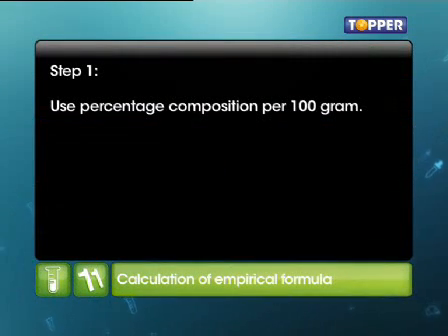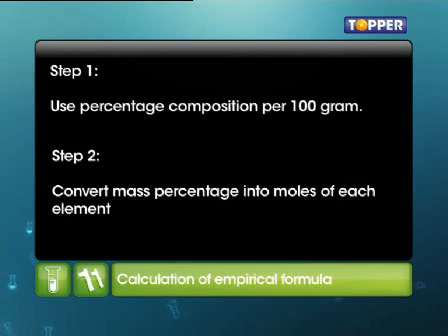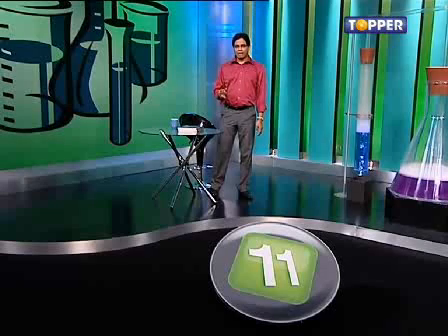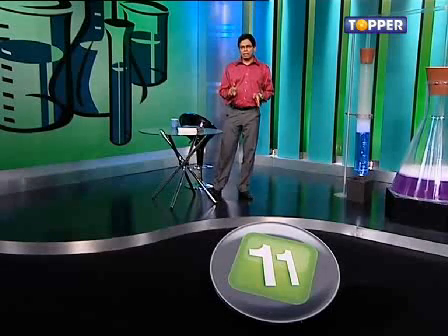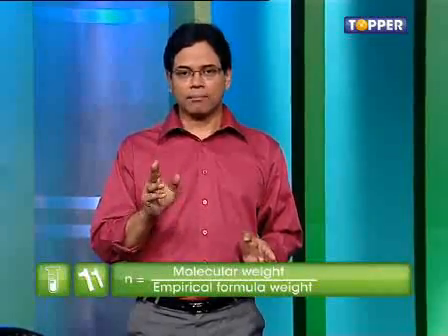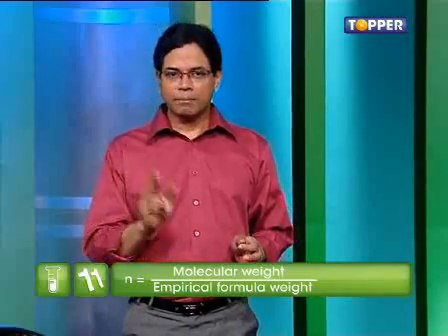Now, let's understand how to actually calculate the empirical formula. The first and the most important step is to use percentage composition in 100 grams. Then, convert it to moles using conversion factors with moles of atom. Now, divide moles of each atom by the smallest of the mole value. This might not give you a whole number for each atom. In that case, multiply by a suitable integer to arrive at a whole number ratio. So, we arrive at the empirical formula.